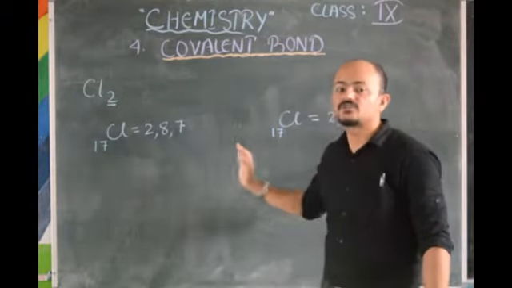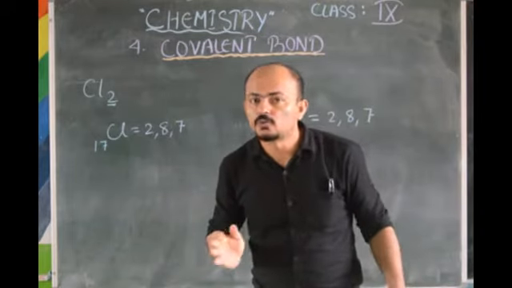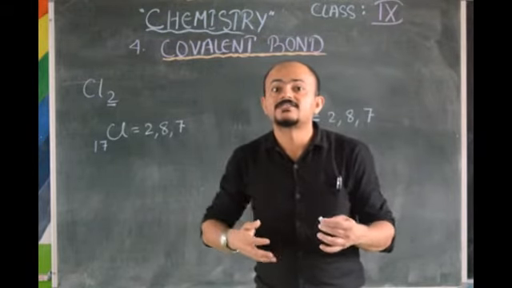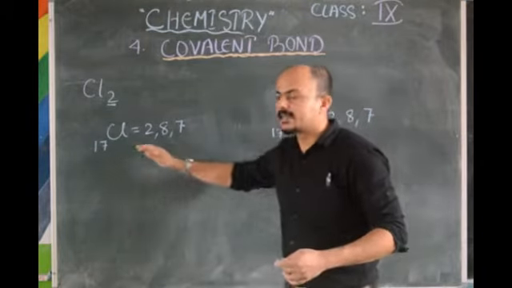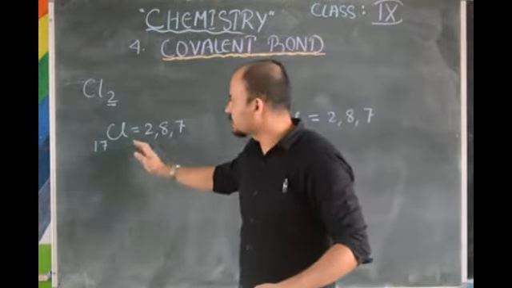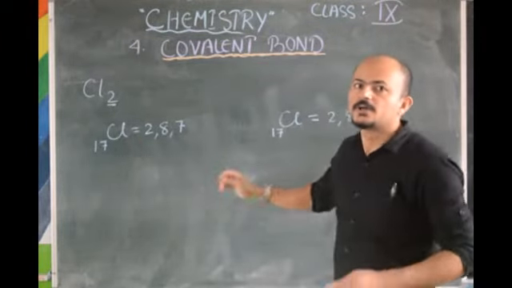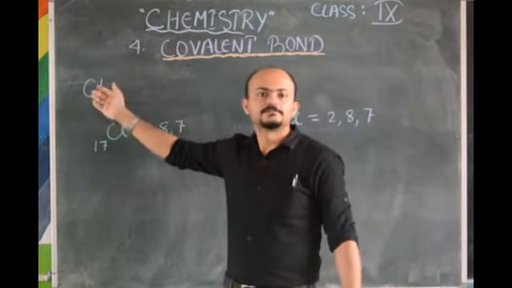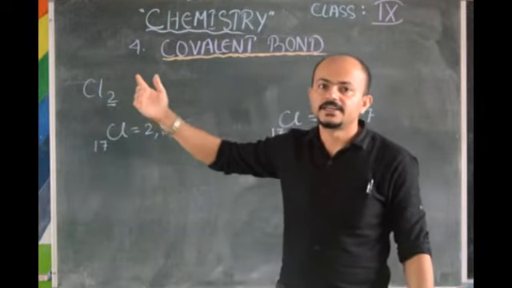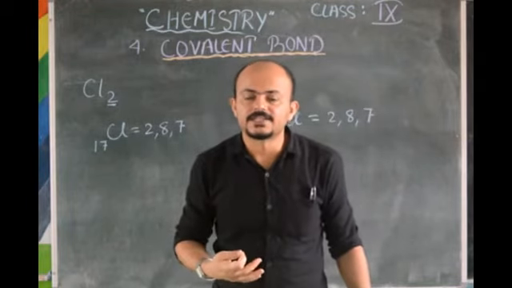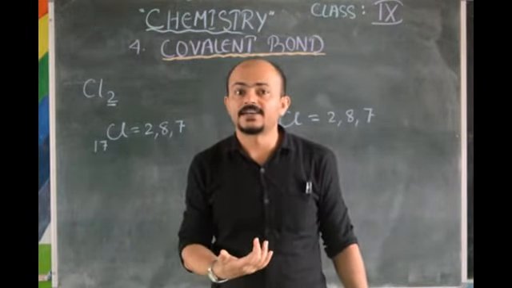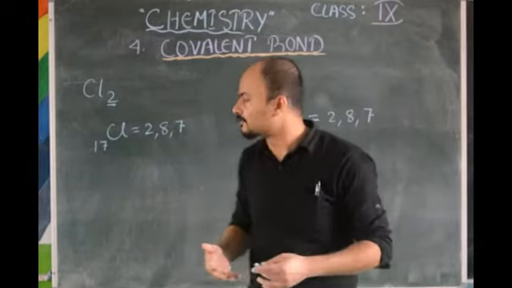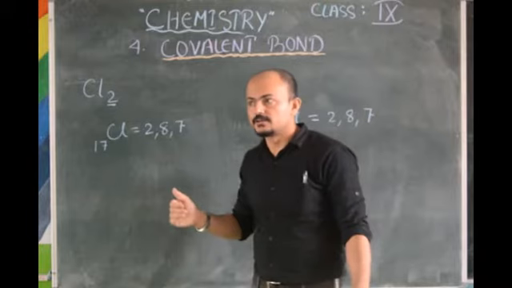Why? Because both of them are in need of electrons. So instead of transfer of electrons, they come together and share the electrons between this chlorine and this chlorine. One electron from this chlorine and one electron from this chlorine will be mutually shared between these two chlorine atoms in the formation of the chlorine molecule. In that way, they gain their octet configuration, which is a very stable configuration. This is why transfer of electron is not the only mode for the formation of a chemical bond. So let's discuss this in detail.